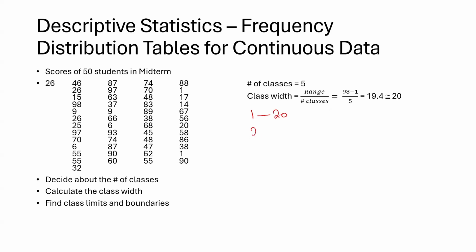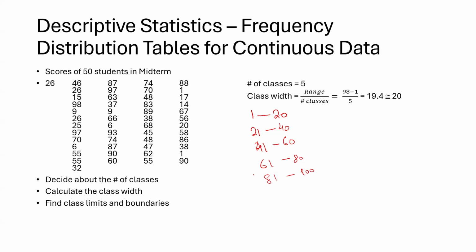The next one is going to be 21. And now we just need to keep on adding the width to each of them. Here we add 20 to get 21, then we add 20 to get 40, then it's 41 till 60. Here it's going to be 61 till 80 and 81 till 100. And that's it. We do not need to go beyond.